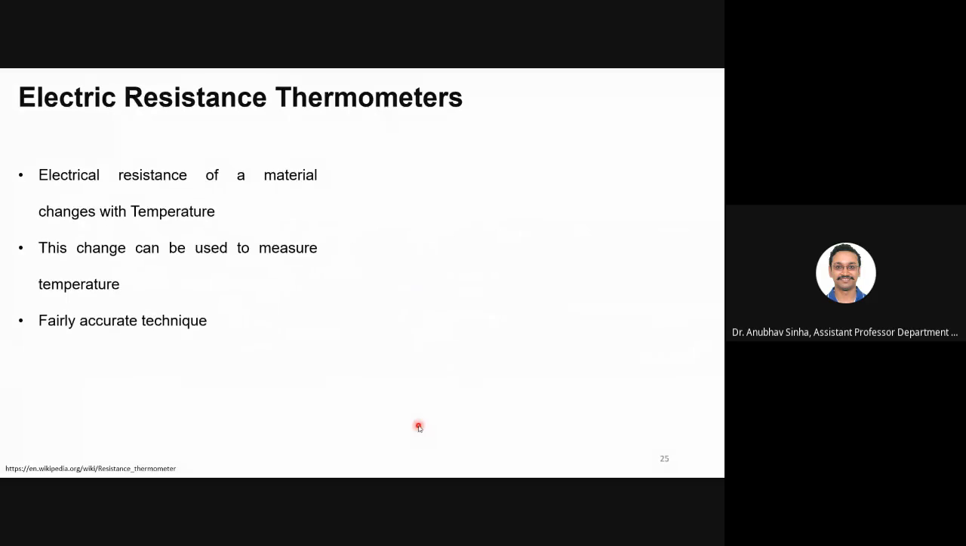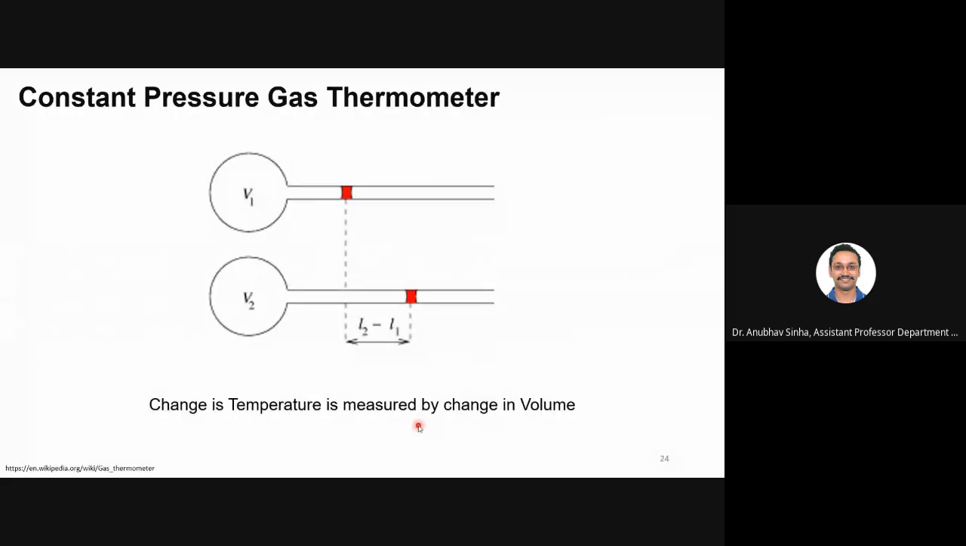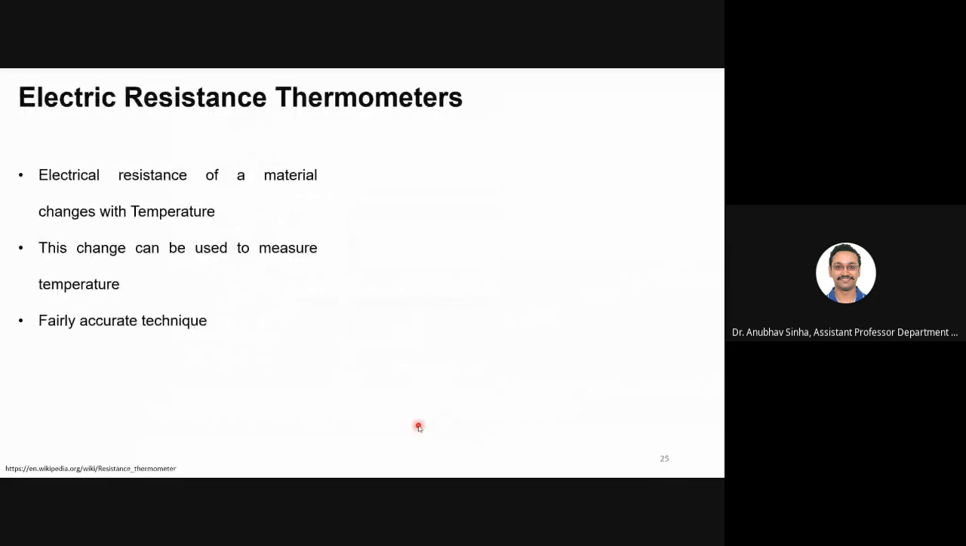Now let us talk about electrical resistance. These are generally used for simple lab experiments. These are not used in much practical application. For example, in industrial applications, we do not use something like this or this. What we use is electrical resistance or thermocouples. Thermocouples we will study next. Let us first talk about electrical resistance thermometers.